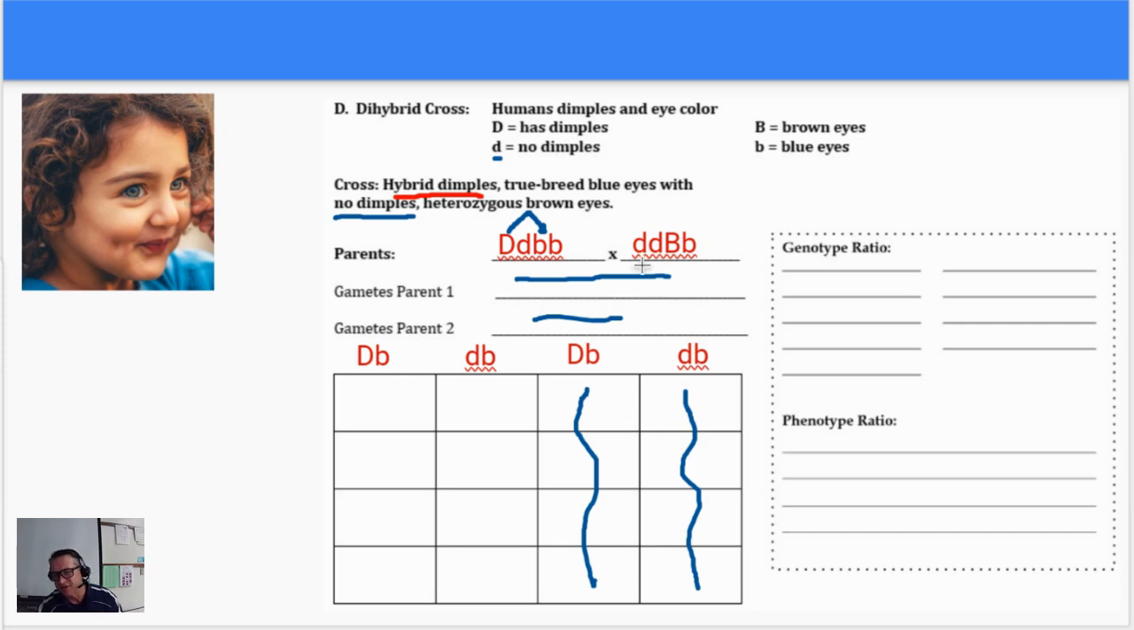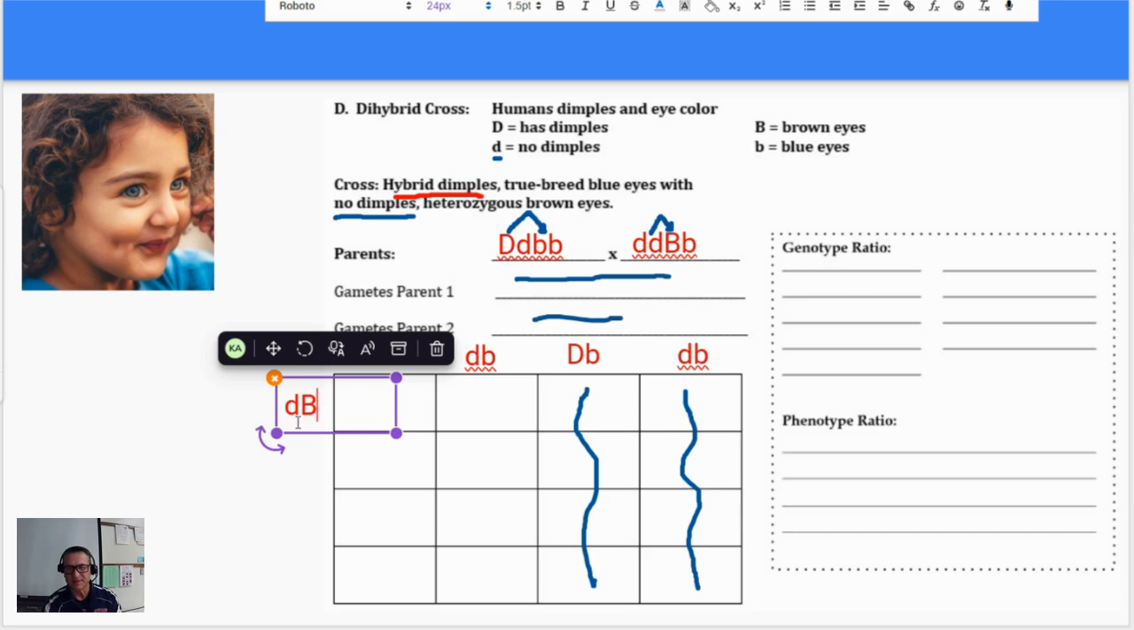All right, now we do the dad over here. He's homozygous, no dimples. So since he's got little d, there's only going to be two combinations of alleles, not four. It's always 1, 2, or 4. It's never 3. All right, so for this one, either one of the little d's can go with the big B. That is one combination. So we can have little d, big B.